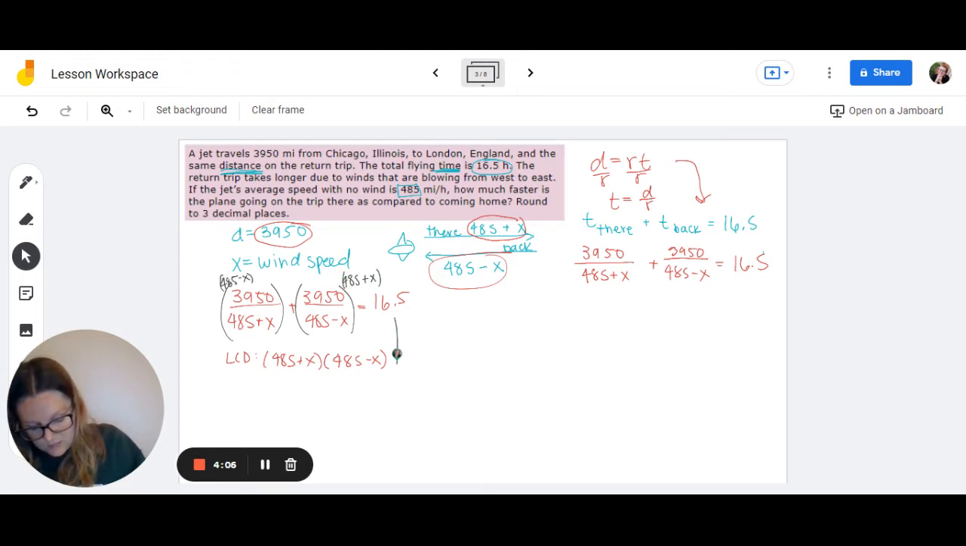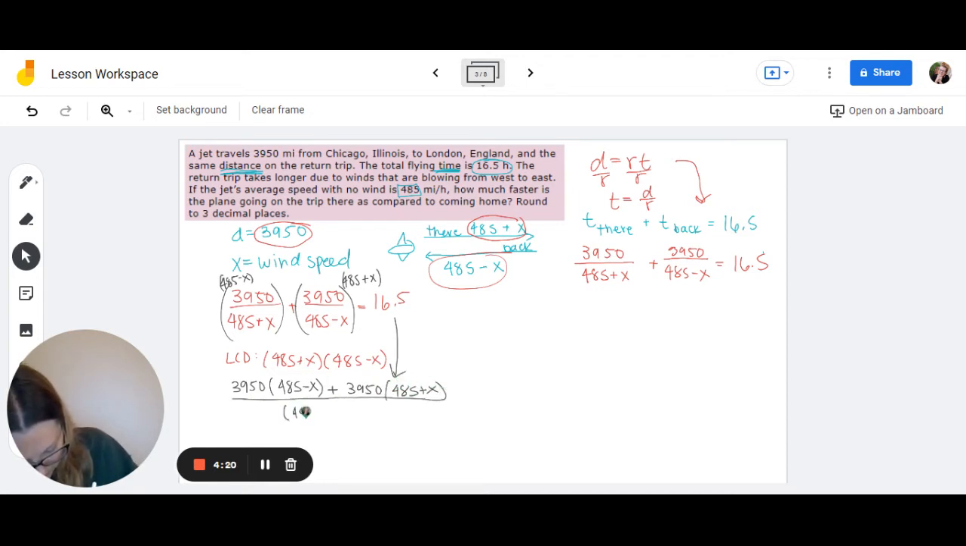Let's go ahead and bring this down. Here I have 3950 times 485 minus x, and then plus another 3950 times 485 plus x, all over my least common denominator of 485 plus x times 485 minus x. And y'all, we like to leave this in factored form whenever we are doing rational equations. Okay, I'm going to go ahead and cross multiply at this point. Really, 16.5 is over 1. On the left side, I'm going to go ahead and distribute what I can. So I'm going to distribute this guy here and this guy here. That's 3950 times 485.